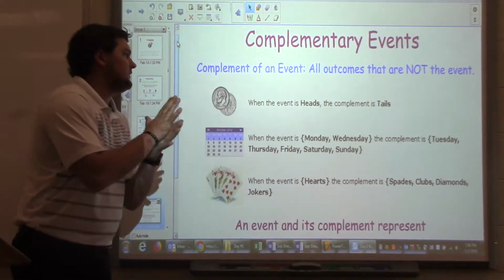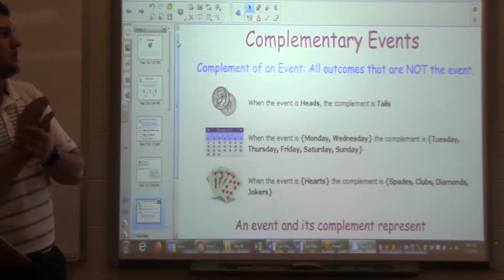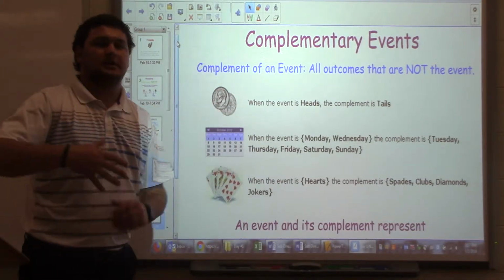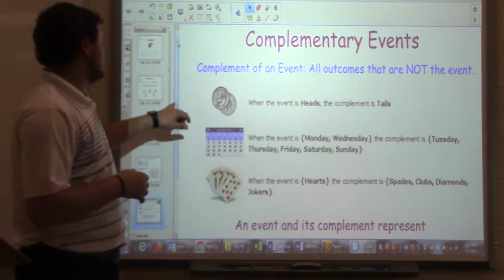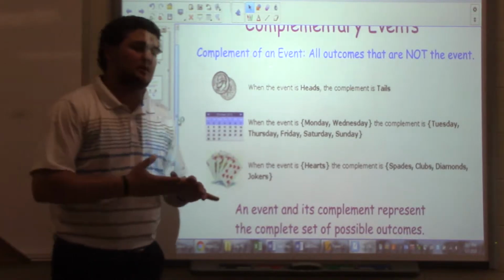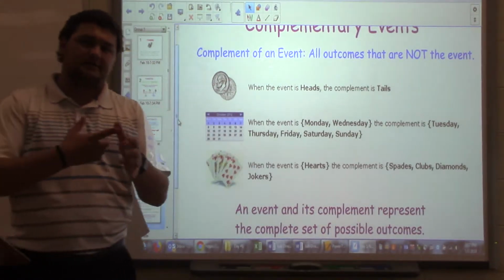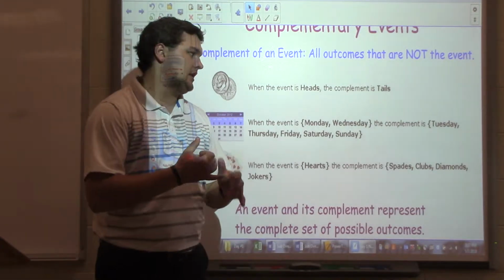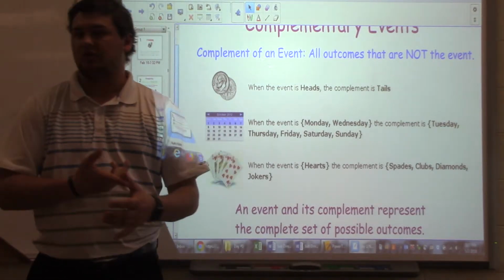Complementary events. The complement of an event are all outcomes that are not the event. So when the event is a heads, the complement would be a tails. When the event is Monday or Wednesday, the complement would be Tuesday, Thursday, Friday, Saturday, Sunday. When the event is a heart, the complement would be a spade, a club, a diamond, or a joker.